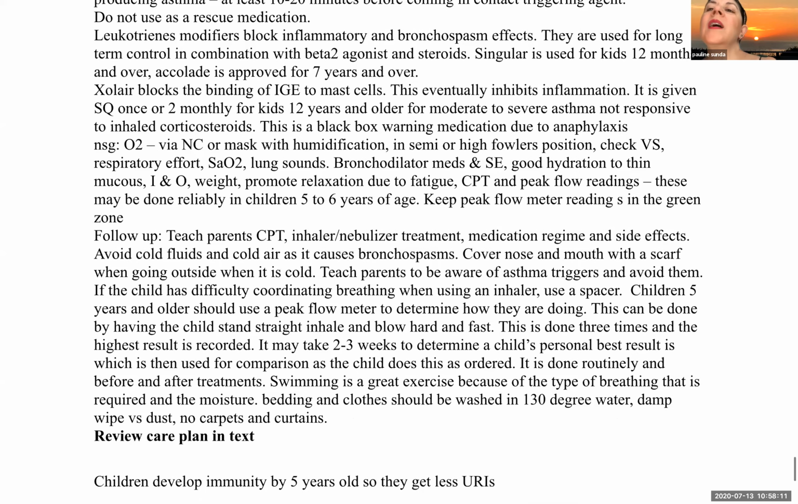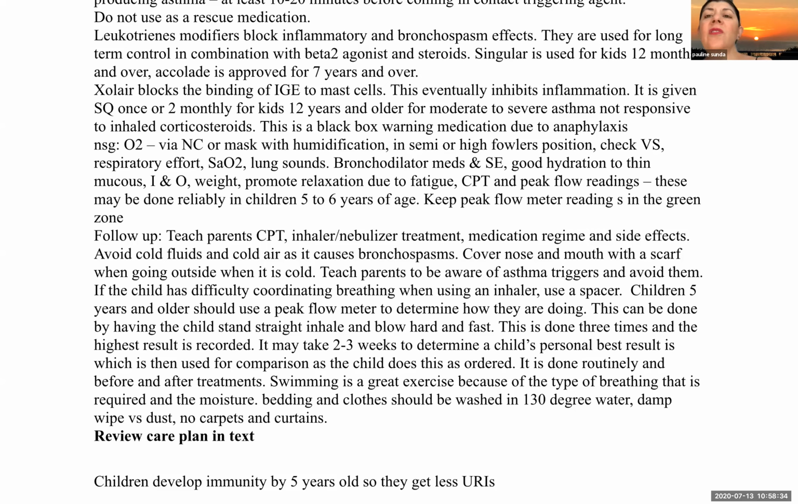Xolair blocks the binding of IgE to mast cells. This eventually will inhibit inflammation. It is given subcutaneously once or twice monthly for children 12 years and older for moderate to severe asthma that is not responsive to inhaled corticosteroids. This does have a black box warning because of anaphylaxis.